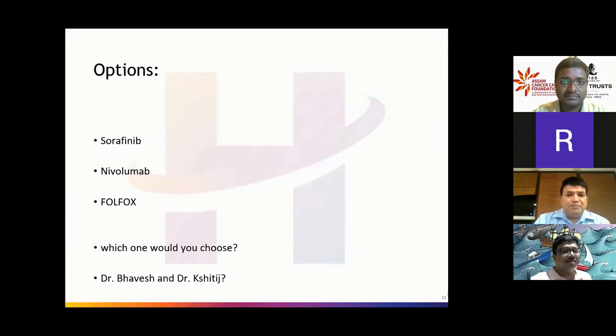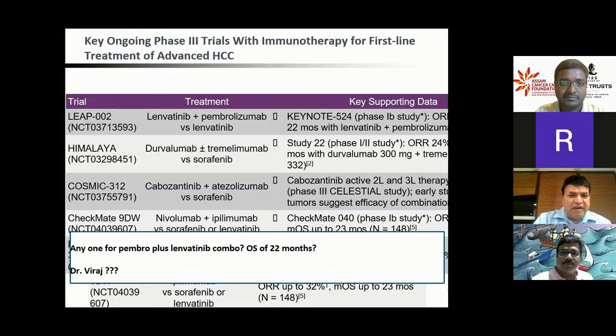Okay. Let's move on. I just wanted to take Dr. Viraj Lavingia's very quick take on LEAP 002. Although it is phase 1-B, the OS of 22 months with a disease control rate of almost 70 to 80%. Are you tempted, in any of your relatives or friends who are not going to sue you, to use pembro plus lenvatinib in first line HCC?